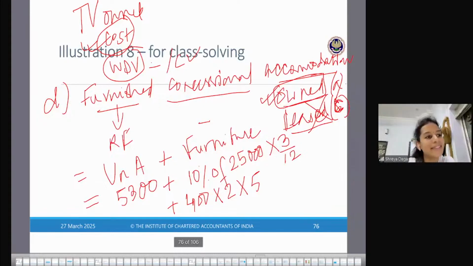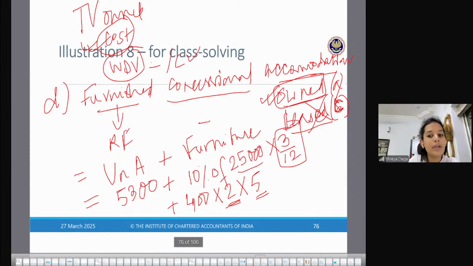It is such a simple sum, but it has so many details that you have to carefully see in the question. He gave you 2 ACs to use since 1st November, so 5 months of use. And he gave you only 1 TV, and you need to use it only for 3 months, so you calculate only the value of 3 months. In this way, you calculate the value of furniture. You add it to the value of unfurnished accommodation, and this is how you get the value of furnished accommodation.